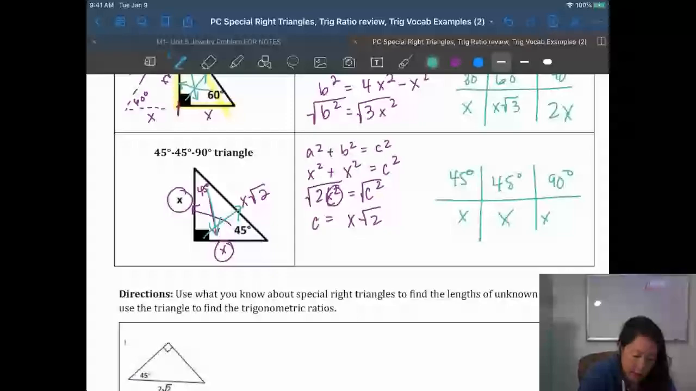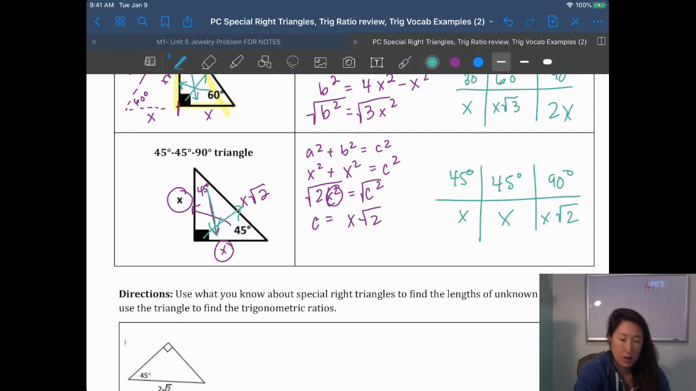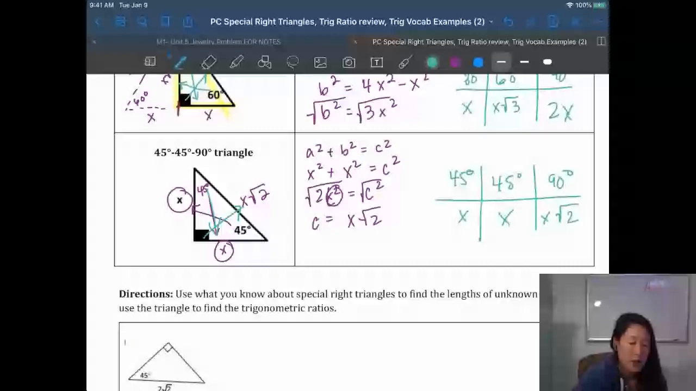Do you have to derive them every time? No, you can memorize them. That's okay, but I want you to know where it comes from.